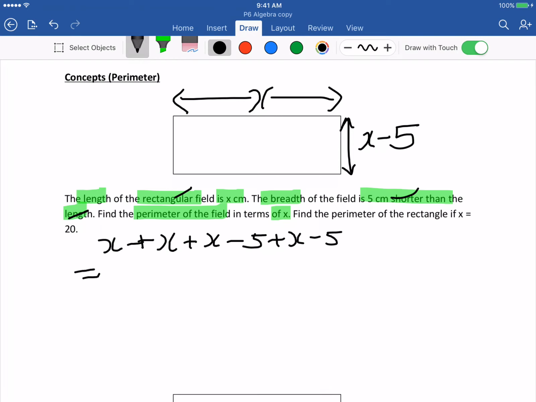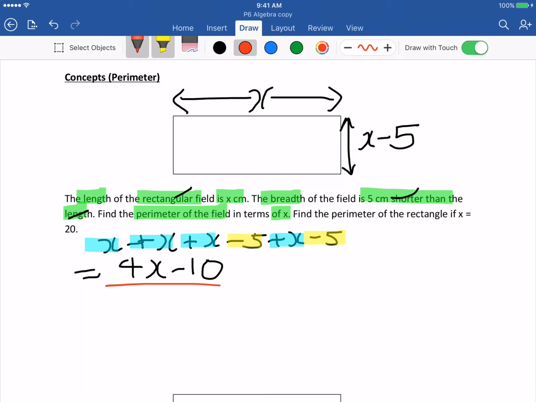Next step, just do a simplification. x plus x plus x plus x. So how many x will that give you? 4x. Next step, we simplify the constants. Negative 5 minus 5. What's negative 5 minus 5? Negative 10. That's the answer.